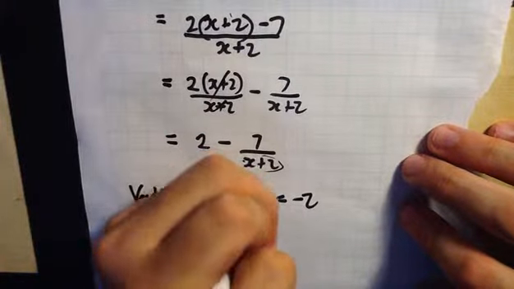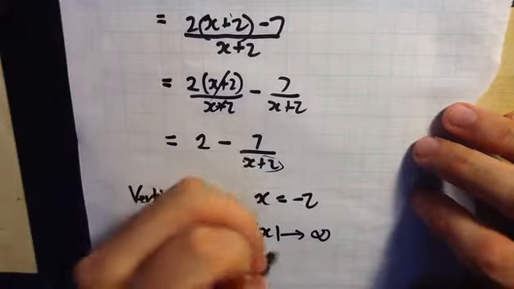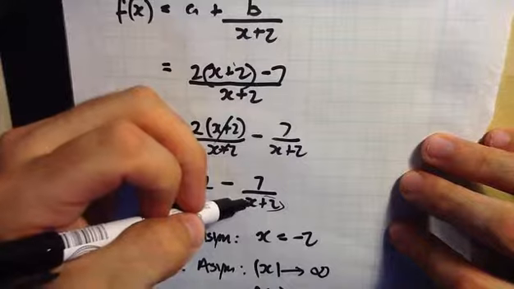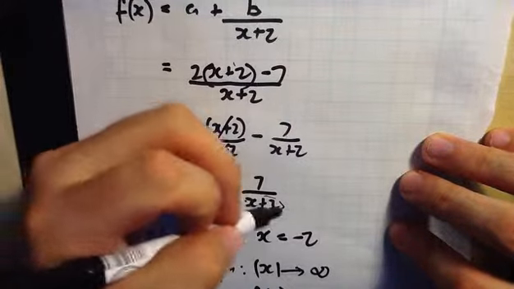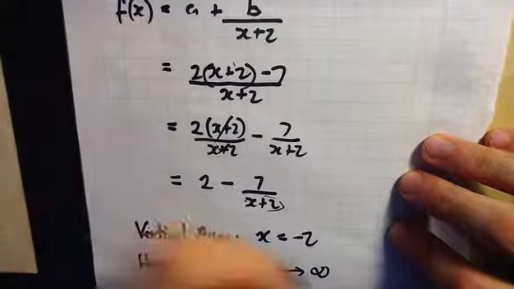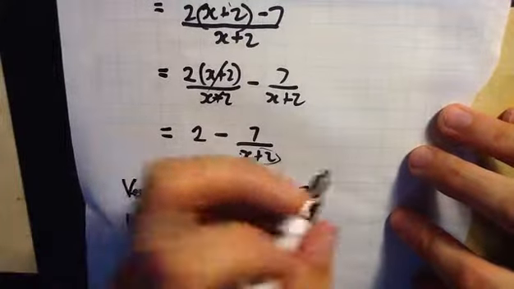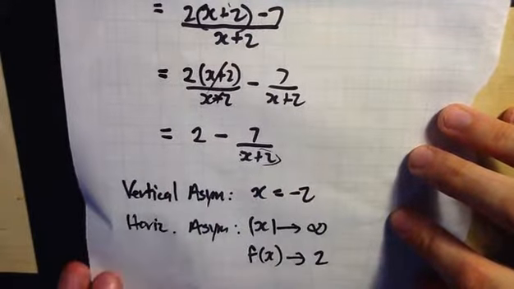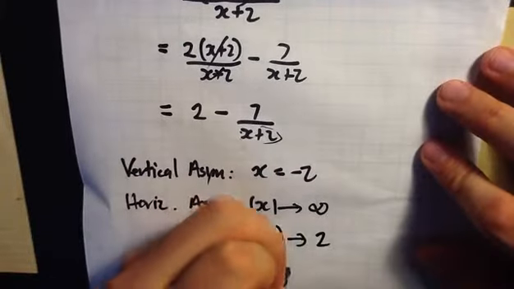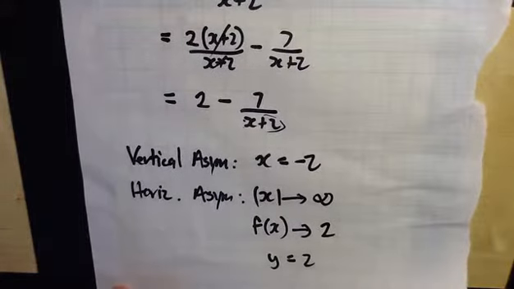The horizontal asymptote, how do I get that? Well, I look at, as modulus x approaches infinity, what does the function approach? That's what I wrote in this one. If x approaches infinity, this denominator gets bigger and bigger, so this number gets so small that it's almost 0, so it's 2 take 0. So as modulus x approaches infinity, the function becomes 2. That's where my horizontal asymptote is, at y equals 2. So I've got a vertical asymptote at negative 2 and a horizontal asymptote at y equals 2.